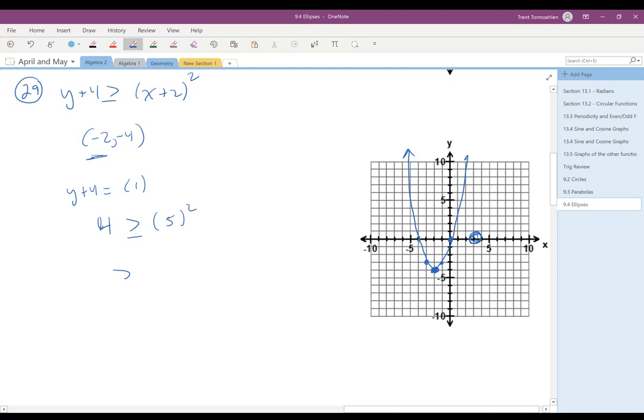Is that true? That is not true. 4 is not greater than 25. So this point is not part of our solution. That means the inside part must be our solution. And so the graph of number 29 looks like that.